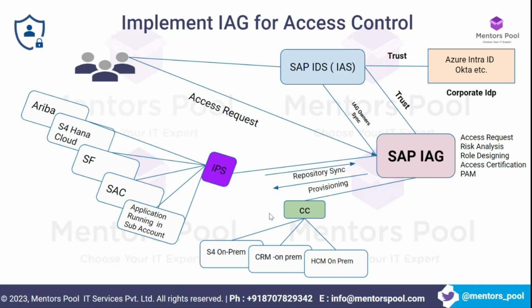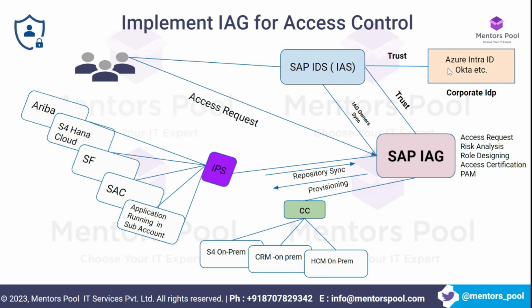Now after the integration happens, all the repositories will be synced in IAG corresponding to each system. Now a person can raise an access request, or you can do access risk analysis, role designing, access certification, privileged access management, because you have all the data in IAG corresponding to each system. And then whatever changes are happening, you can do the provisioning also in this direction to these systems.